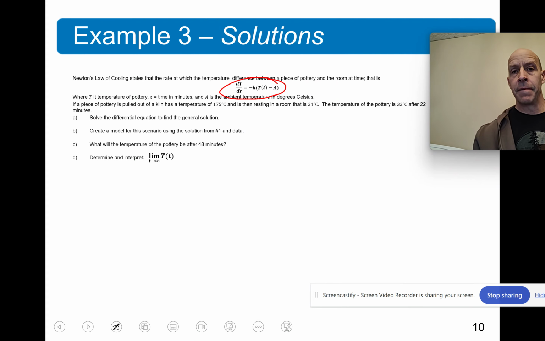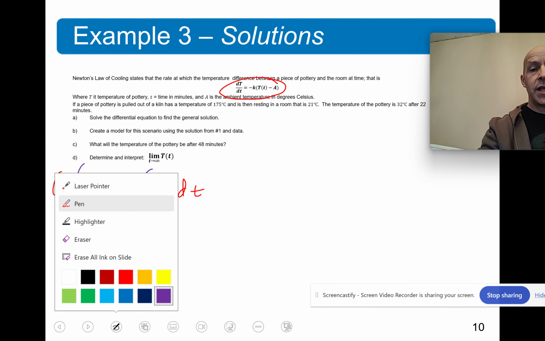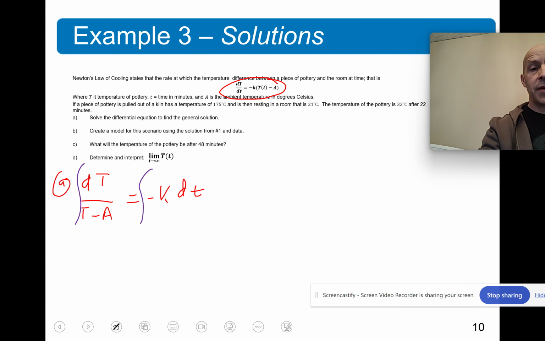So again, we need to separate the variables here. So this is going to be dT divided by T minus A, A is the ambient temperature, equals negative k dt. And so now we've got our variables separated, and now I can integrate. And when I integrate on the left-hand side, I'm going to get the natural log absolute value of T minus A equals negative k t plus a constant c.